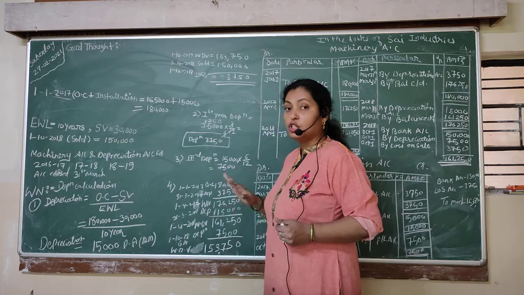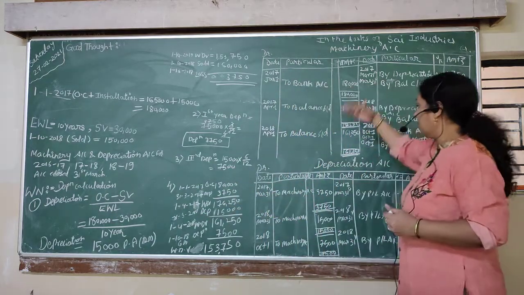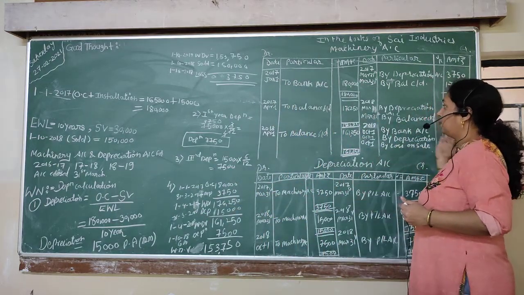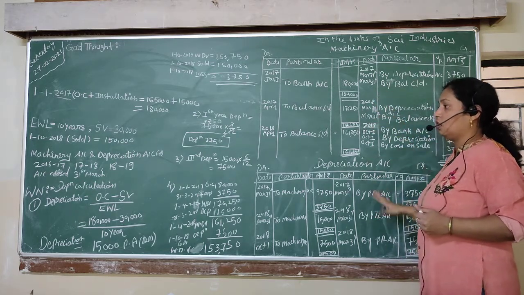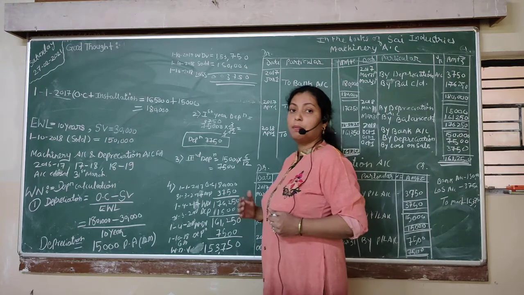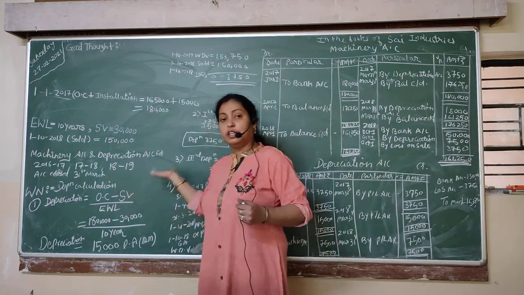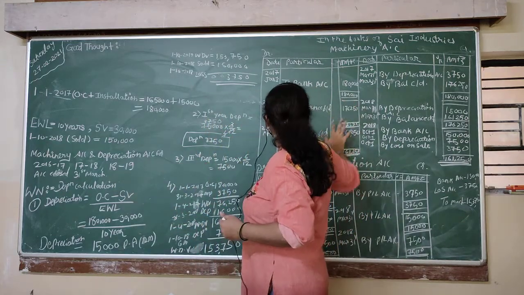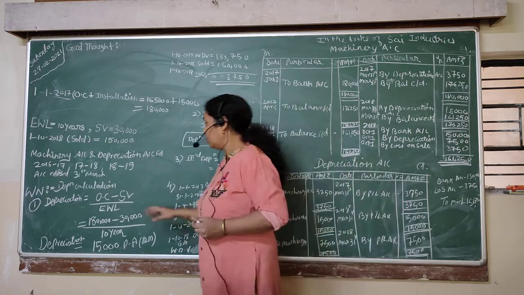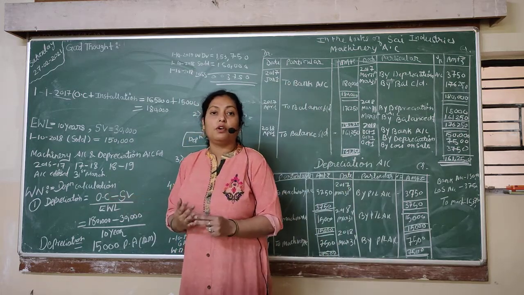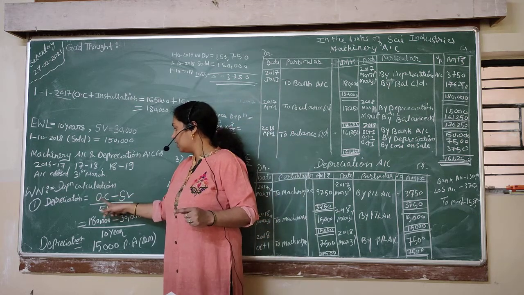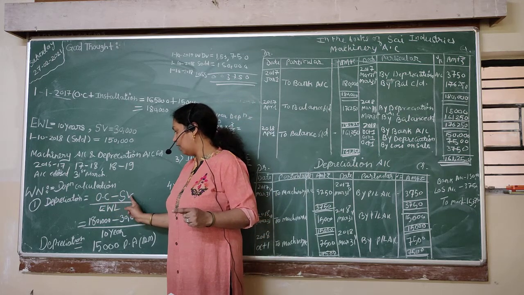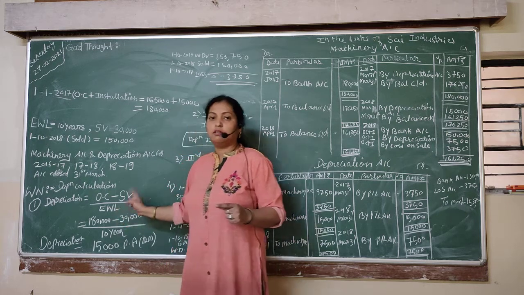So working note, you should show in the next page of the solution. It means on the first two pages you will draw the columns, and working note is also part of the answer, so you will show it after your machinery and depreciation account. So students, you know the formula for calculating the depreciation. The formula for calculating the depreciation is original cost minus scrap value divided by estimated working life.